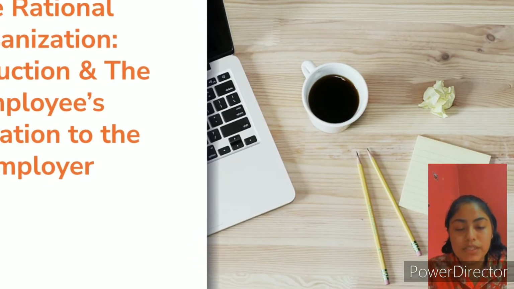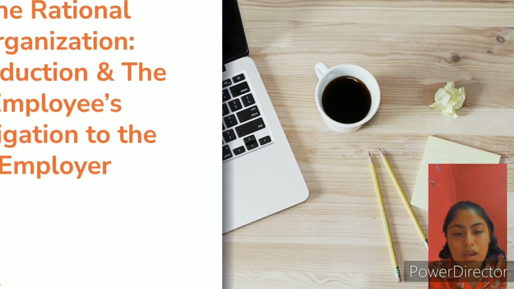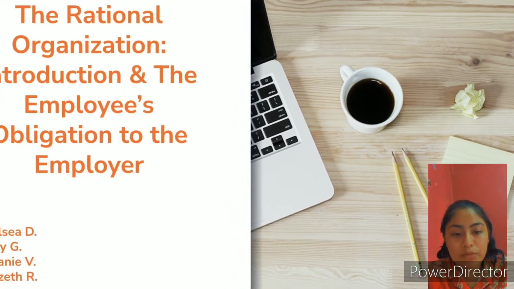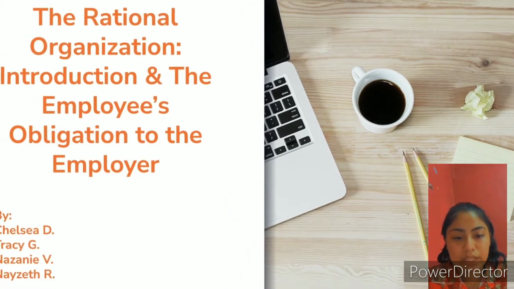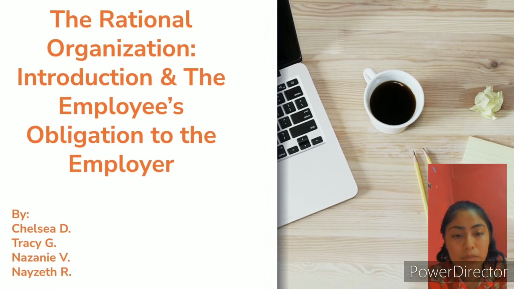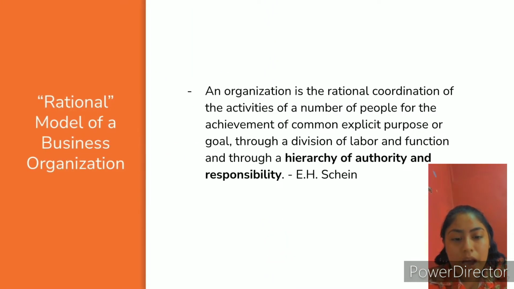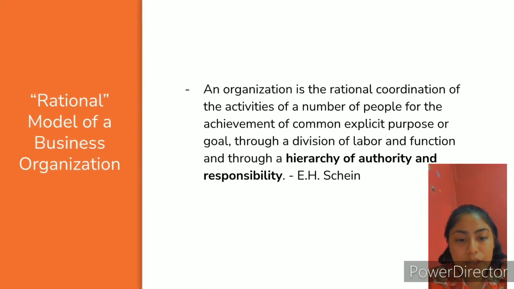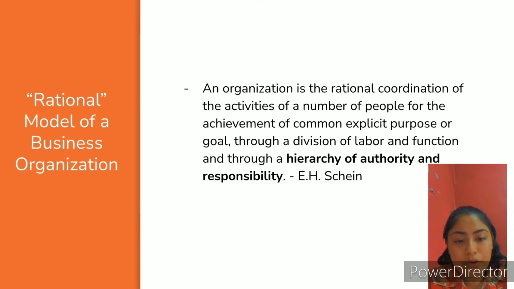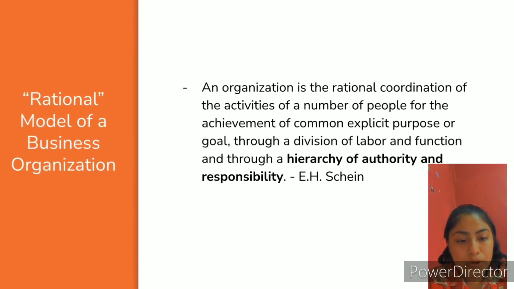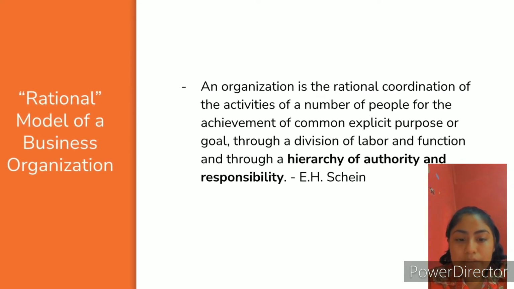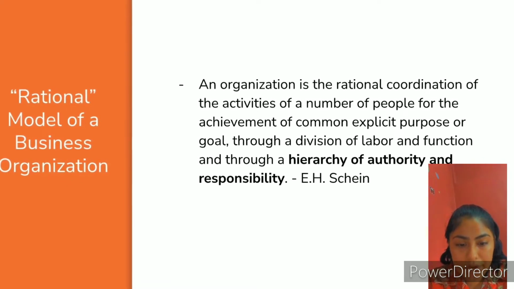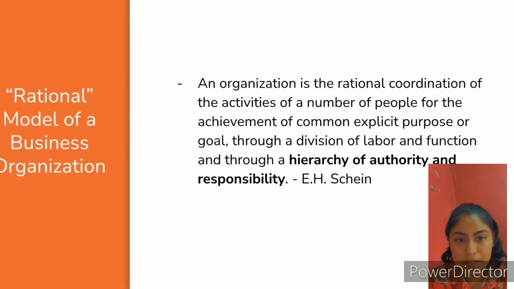Rational model of a business organization. What is an organization? An organization is a structure of formal relationships designed to achieve a technical or economic goal with maximum efficiency. An organization is the rational coordination of the activities of a number of people for the achievement of a common explicit purpose or goal through a division of labor and function and through a hierarchy of authority and responsibility.